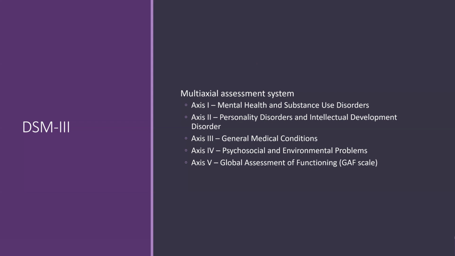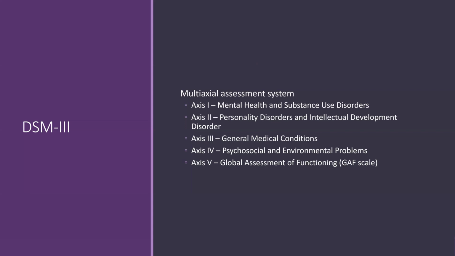Then at Axis 2, we have the personality disorders and intellectual developmental disorders. So this would include the personality disorders, so things like borderline personality disorder, narcissistic personality disorder, as well as things like autism or intellectual disabilities. And so in a way, they were saying, mental health and substance use disorders are on Axis 1, and then we're looking at kind of like a different level for these other disorders.